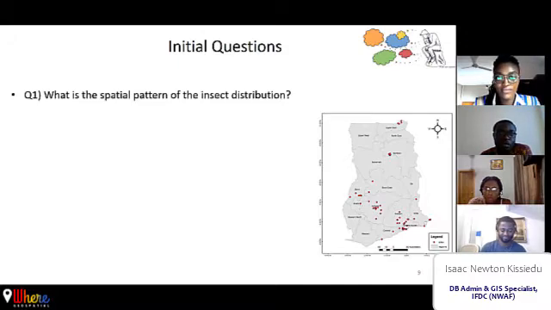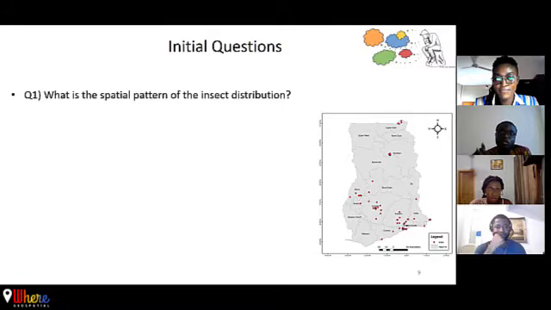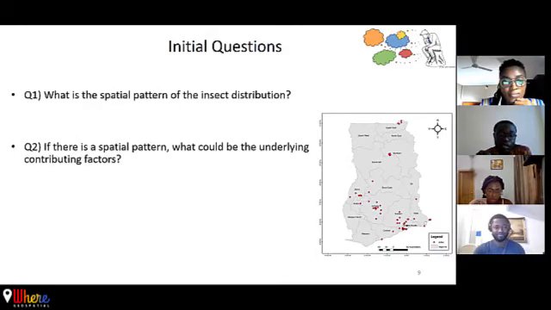And if we realize that this phenomenon is occurring at random, then we are not really interested, or we are not so curious about why they are random. But if we realize that the points are clustering at a particular point, then that raises a lot of questions to say, so what are the underlying factors that are causing these points or these phenomena to cluster at this location? So basically, 3 basic questions were raised, and these are the questions that are going to drive the spatial analysis.